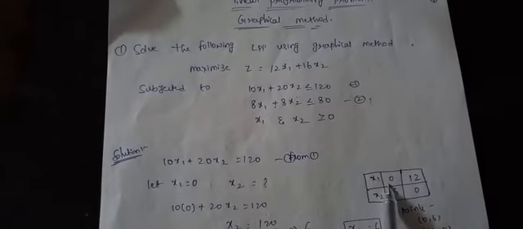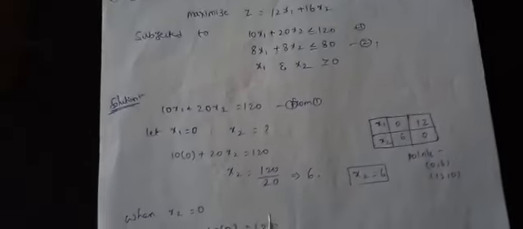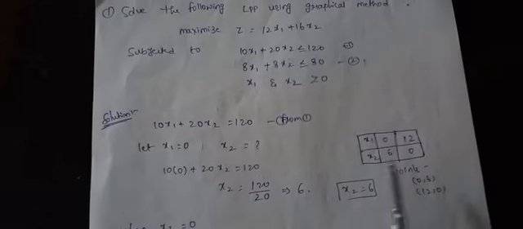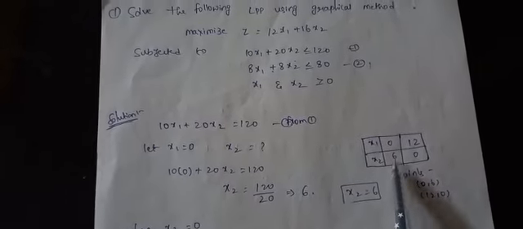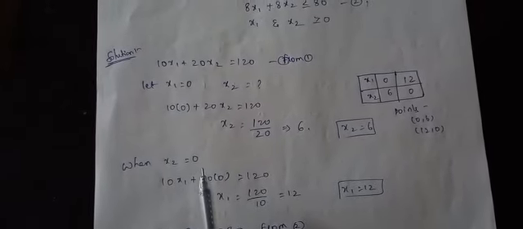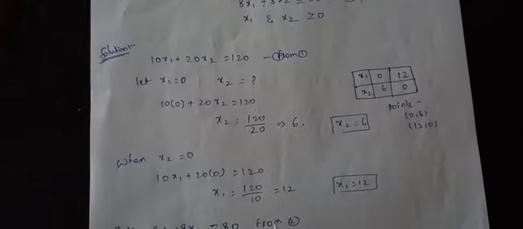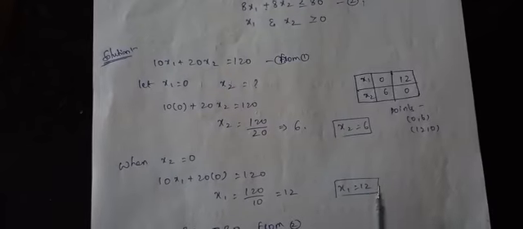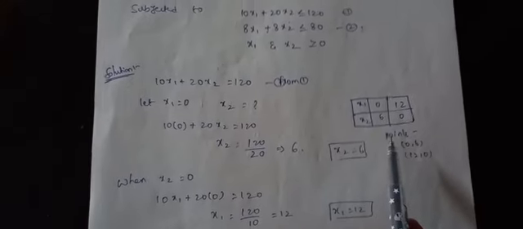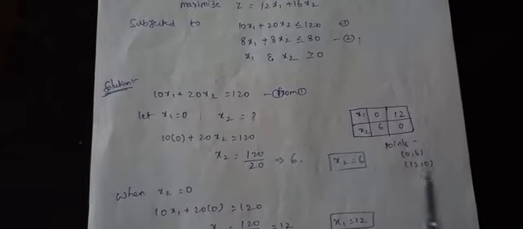If x1 equal to 0, 20x2 equal to 120, so x2 equal to 120 by 20, that equals 6. Here in this table x2 equal to 6. Next, in the same expression put x2 equal to 0. Then 10x1 equal to 120, x1 equal to 120 by 10, that equals 12. So these are the x1, x2 values for constraint 1. So we get the points 0 comma 6 and 12 comma 0.